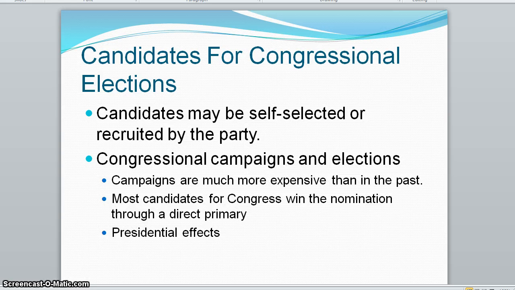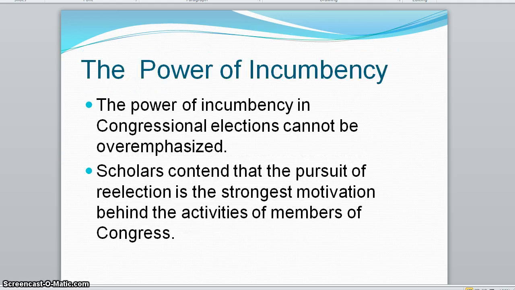In presidential effects, strong presidential candidates have historically allowed congressional candidates on the same ticket to ride their coattails, but this coattail effect has been modest or non-existent in recent years.